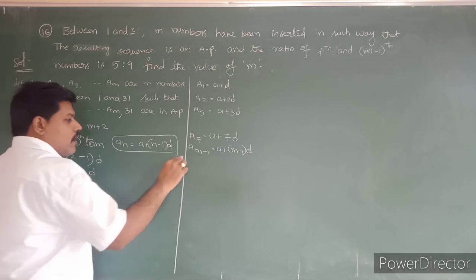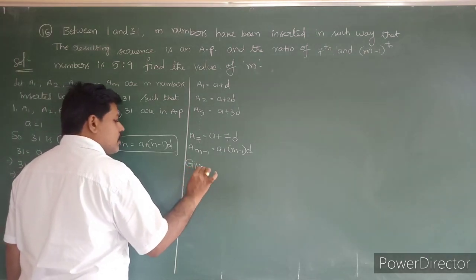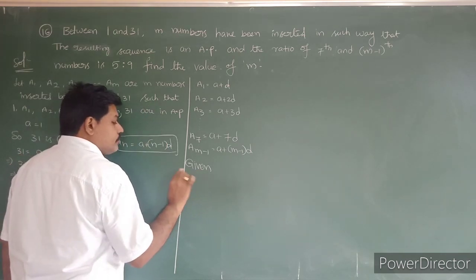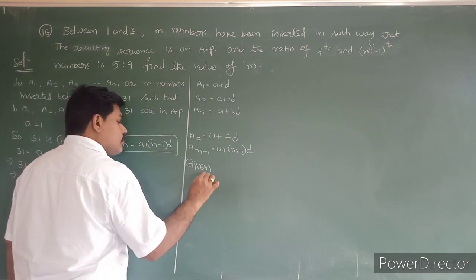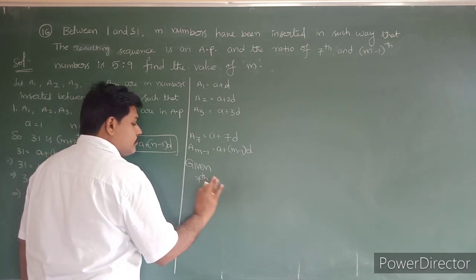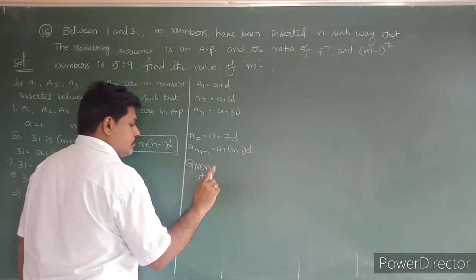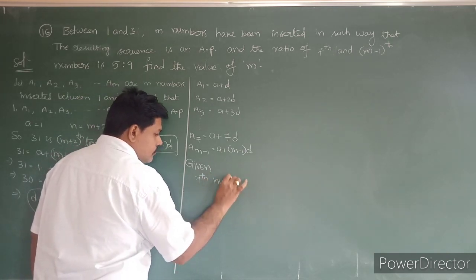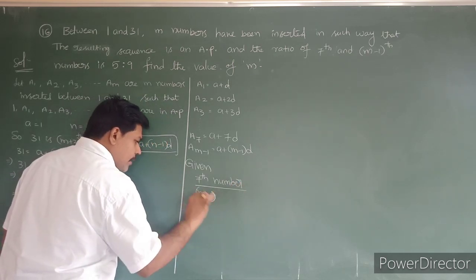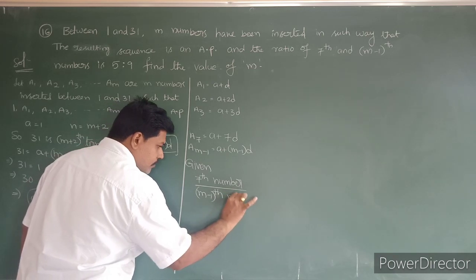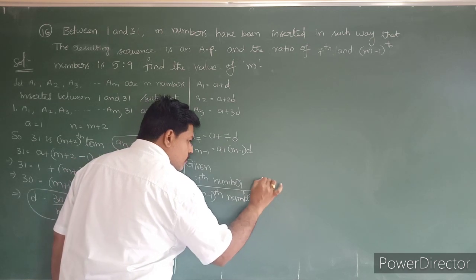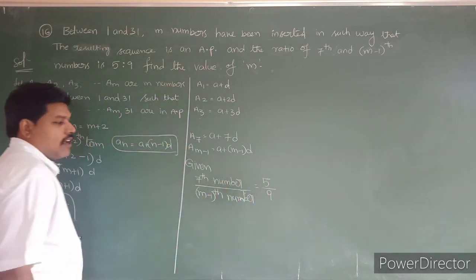So in the question, what is given? In the question, one condition is given. The ratio of the seventh number to the (m minus 1)th number is equal to 5 by 9. So this is the condition given.